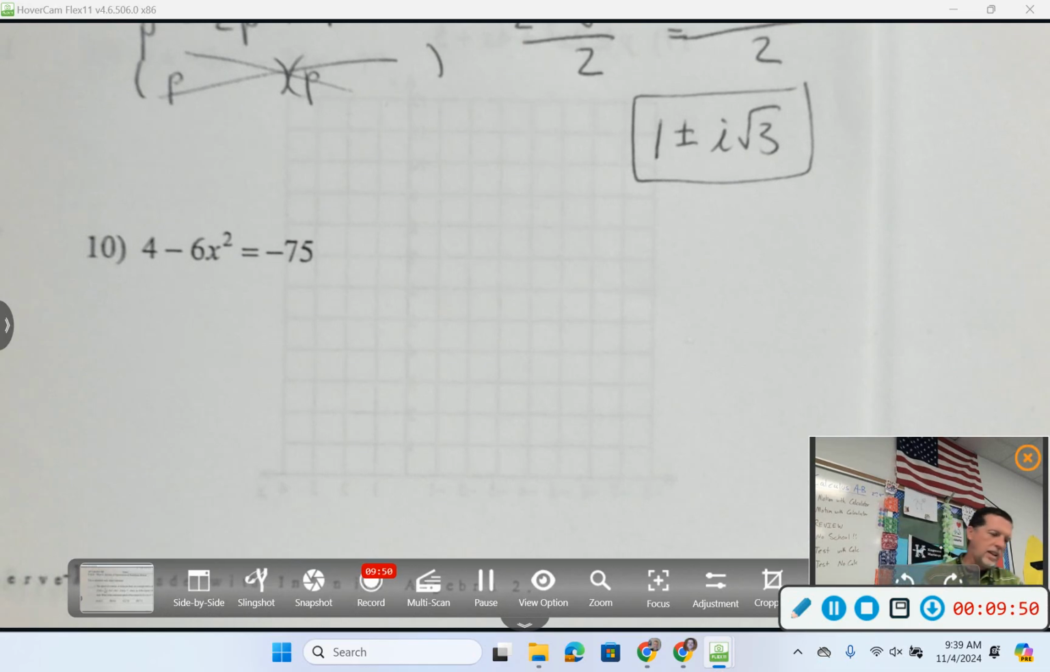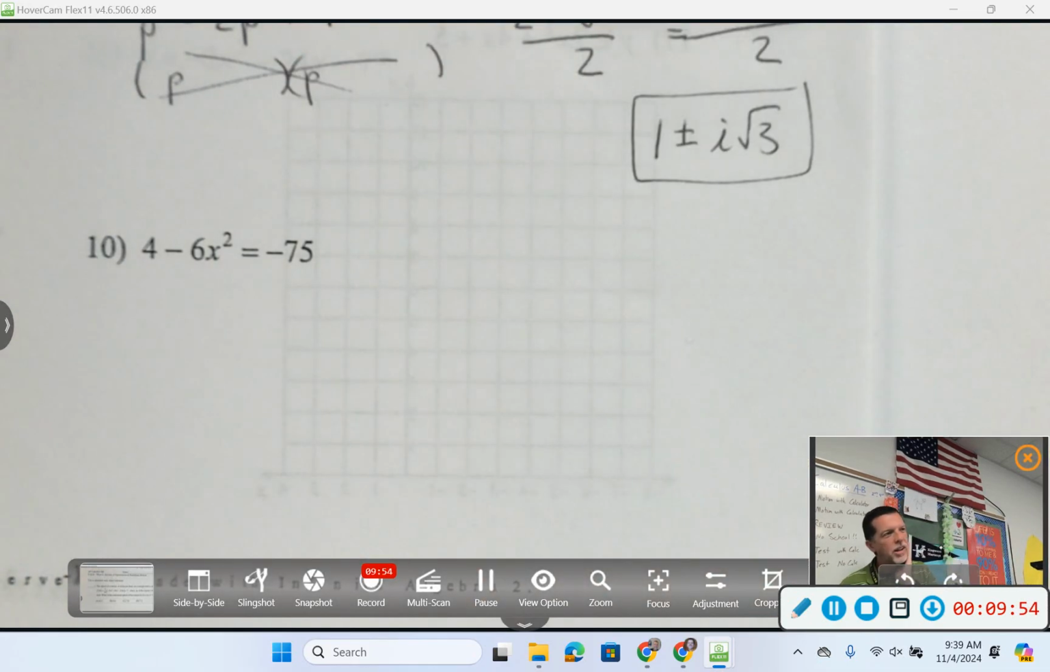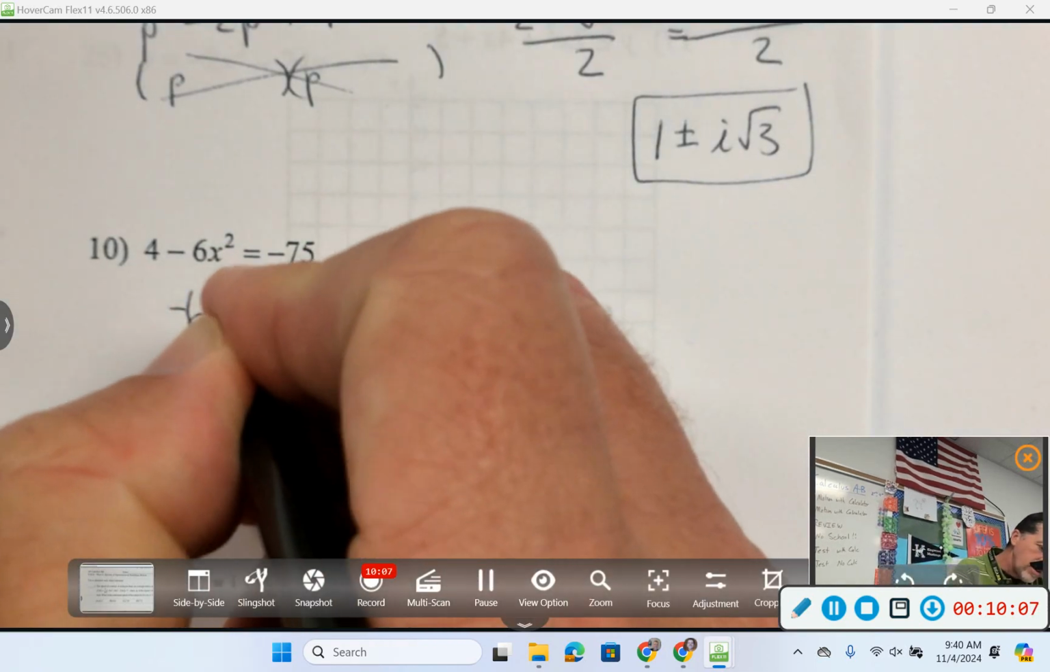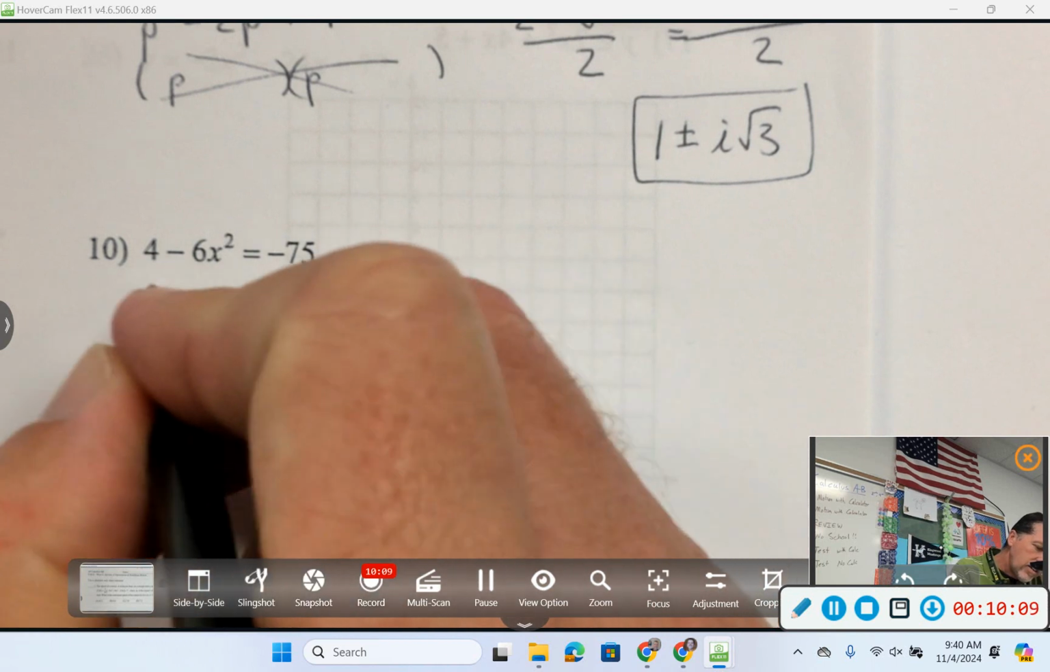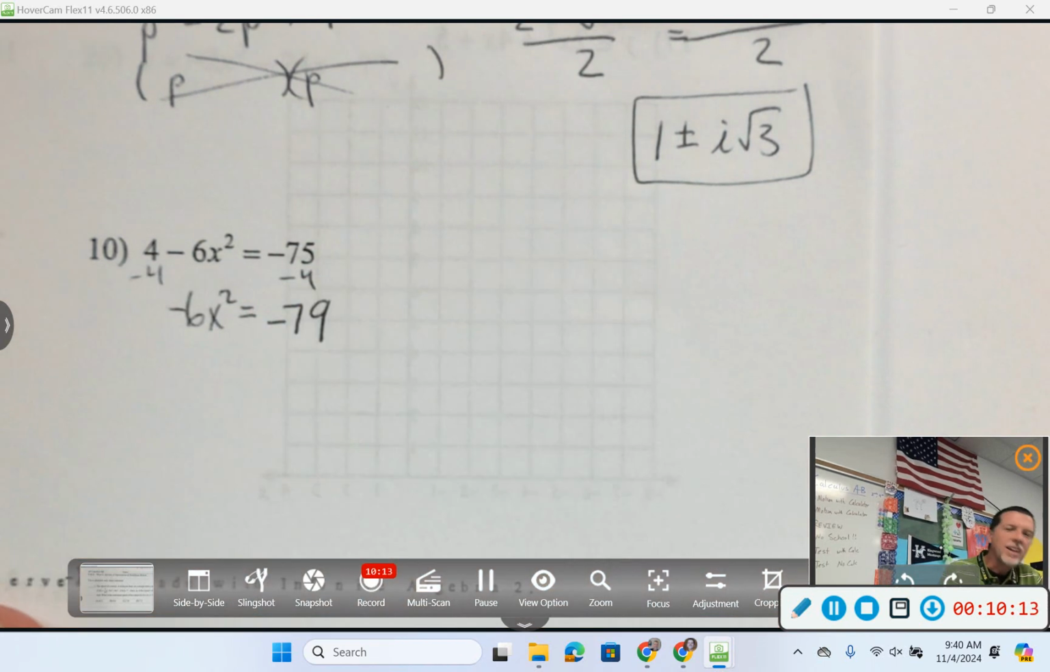Number 10. Ooh, can you tell right now what method we'll use for number 10? I can use the square root method. There's no x term. So I should be able to get x squared by itself and then square root. So if I subtract 4, negative 79, that's not, yeah, I did that right. That's just not very nice.